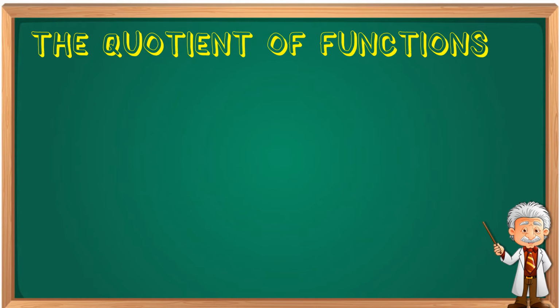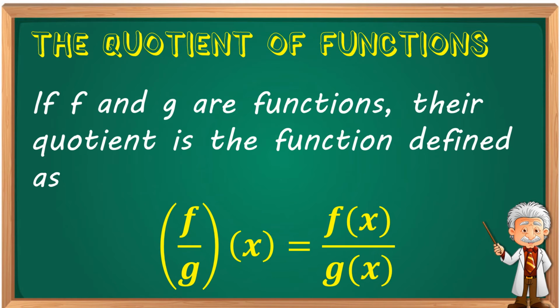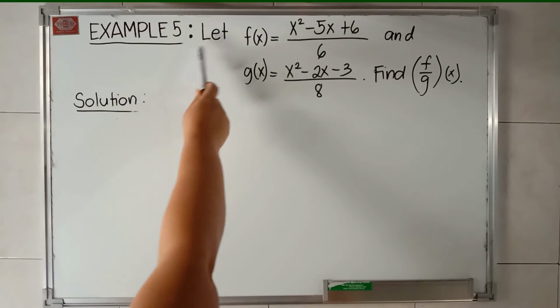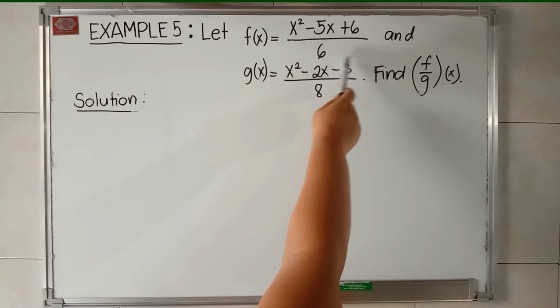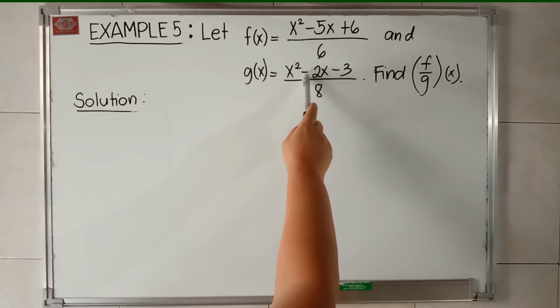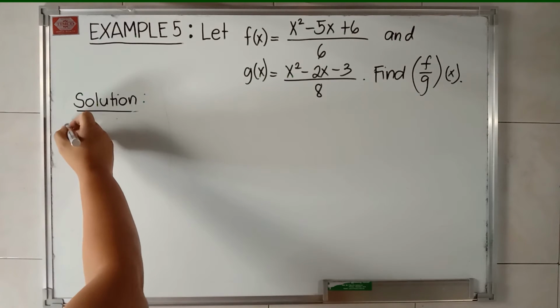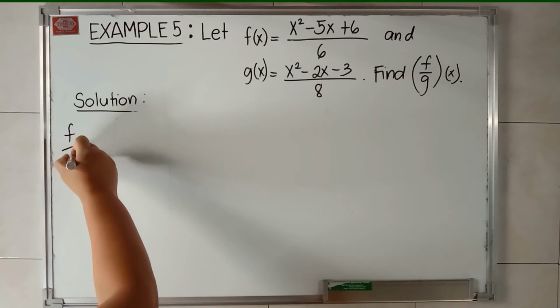Next is the quotient of functions. If f and g are functions, their quotient is the function defined as f over g of x is equal to f of x divided by g of x. Let's have example 5. Let f of x is equal to x squared minus 5x plus 6 over 6 and g of x is equal to x squared minus 2x minus 3 over 8. Find f over g of x.